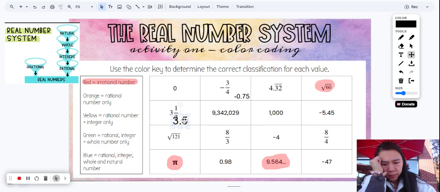What else? Oh, square root of 121 right below. Do you know that? You should know that. What number times itself is 121? 11.